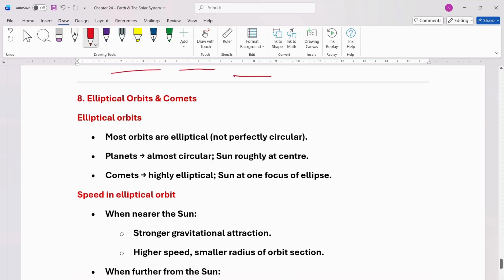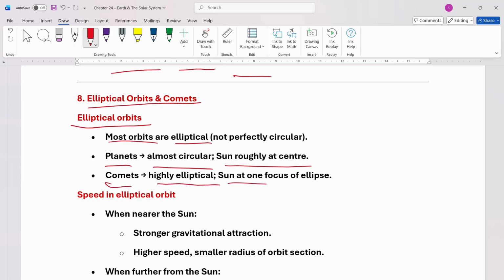Let's discuss elliptical orbits and comets. Most orbits are elliptical, not perfectly circular. Planets are almost circular, with the Sun roughly at the center. Comets are highly elliptical, with the Sun at one focus of the ellipse.